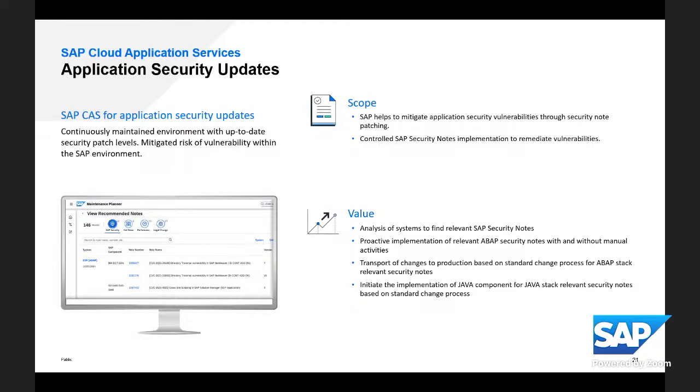We would inform the customer about the security notes implemented in the quality system, and we request them to test it before we move it to production. After 30 days, we will transport these security notes to the production system and send a report to the customer that these are the notes which are implemented in their production environment.